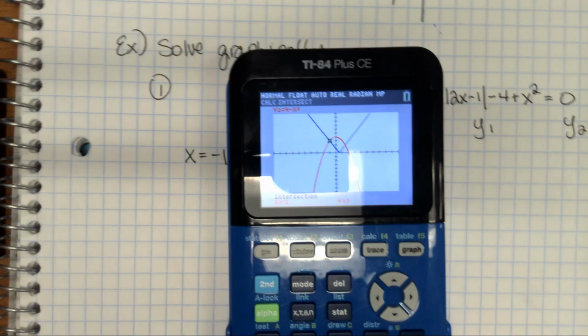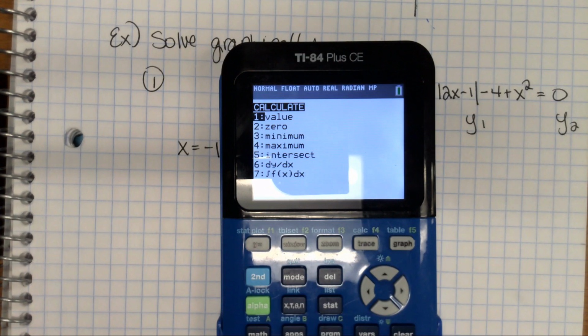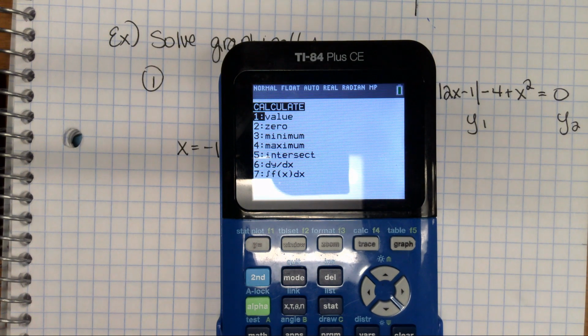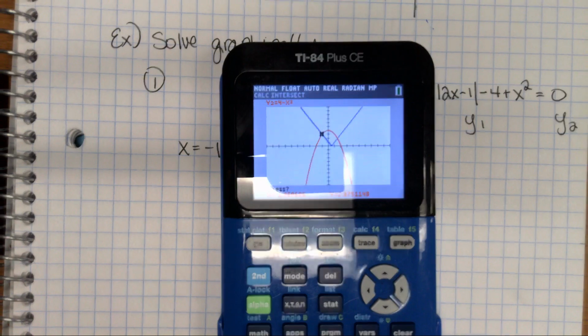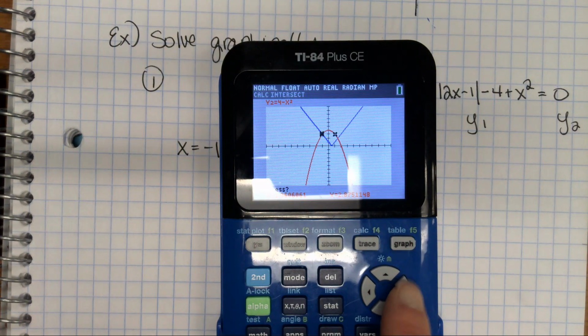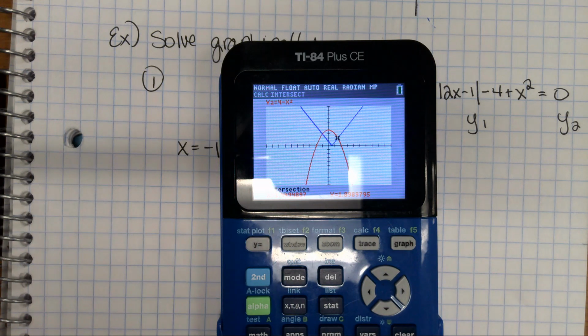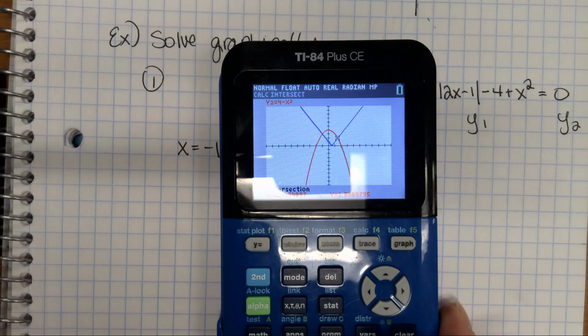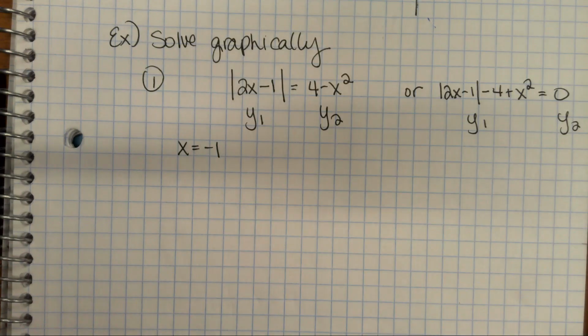All right, let's do it again. Second calc or second trace, intersect. And this time for my guess, I go closer to the one on the right. .449, and that's an approximate.